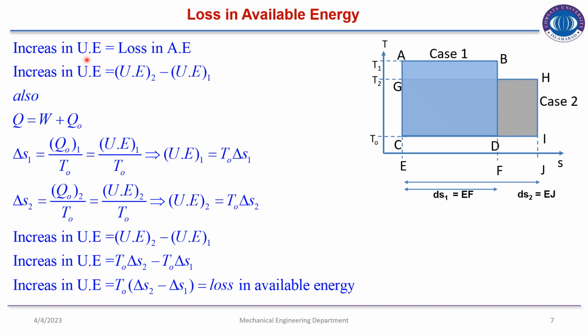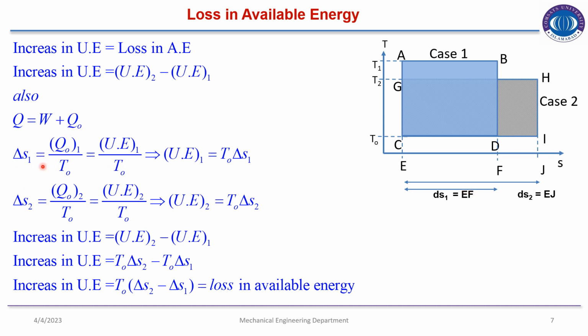So increase in unavailable energy is equal to loss in available energy. So increase in unavailable energy is unavailable energy 2 minus unavailable energy 1. In the previous slide, we have proved that the area of CIEJ is greater than CDEF, so the unavailable energy for case 2 is greater than case 1. According to the first law of thermodynamics, Q is equal to W plus Q naught. W is the useful work, and Q naught is the amount of energy rejected to the atmosphere.